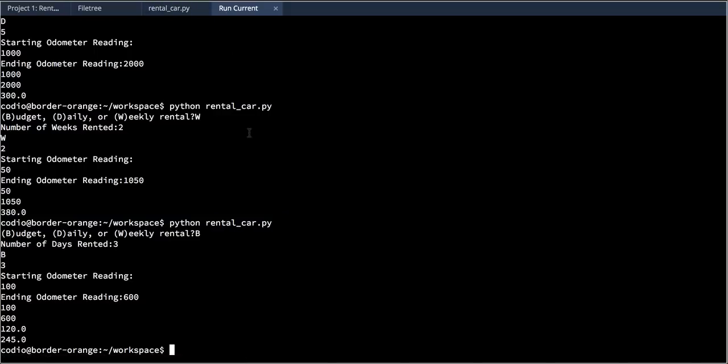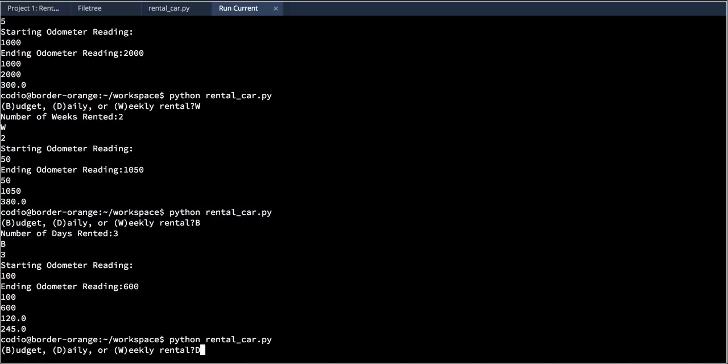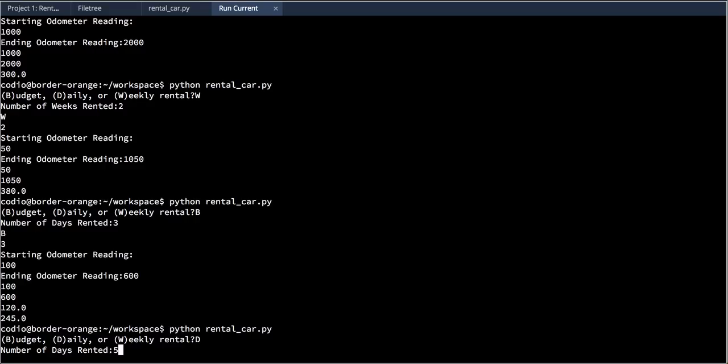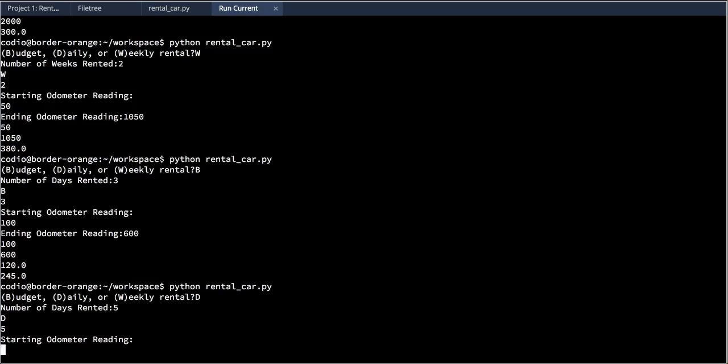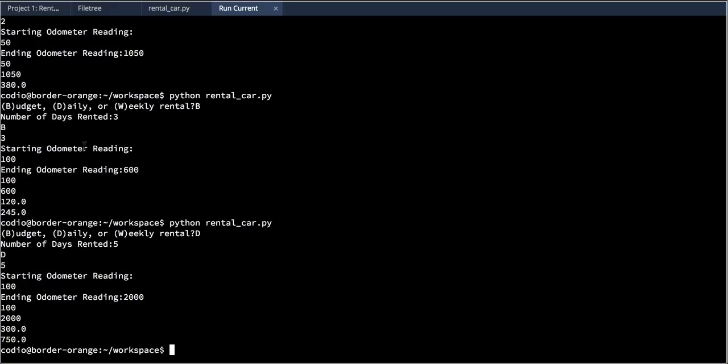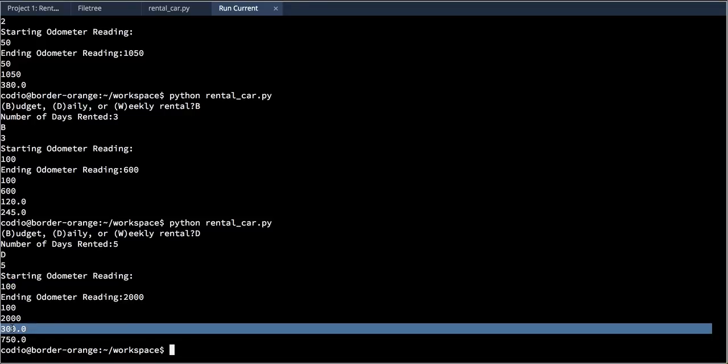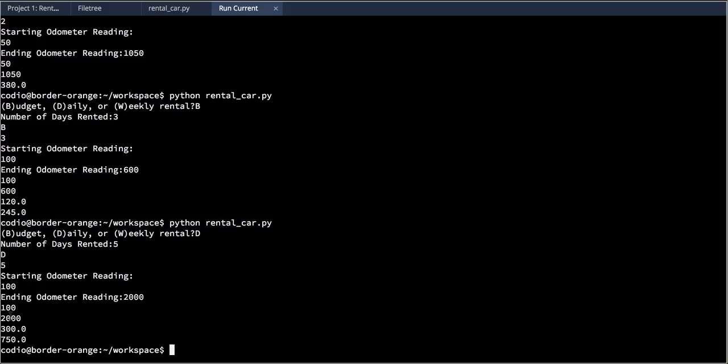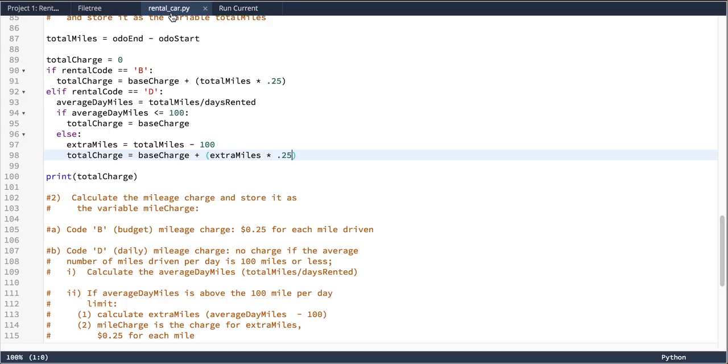So if we run this and we check for daily, so I will have rented it 5 days. The start odometer reading is going to be 100. The end odometer reading, we're going to make it 2,000. So we have $100. Sorry, $300 is the base charge. And then 25 cents times the extra miles means we would pay $750.